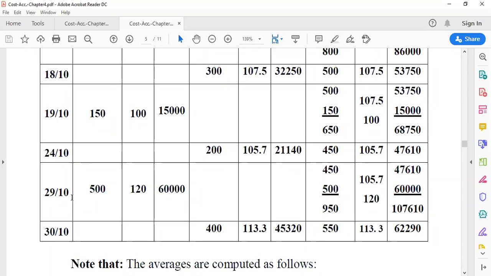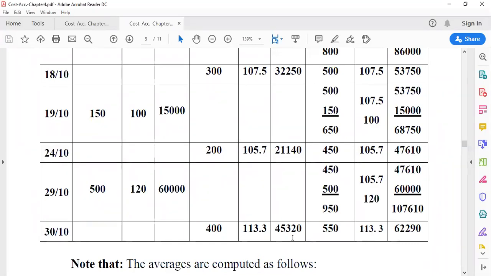Can you solve 29 October? On 29 October we purchased 500 units at 120 LE. Okay, 450 plus 500 makes 950 units, and 500 times 120. I'm talking about the balances. Yes, balances. We will get the total value, 107,610, over 950 to get the new average price, which is 113.3. Am I right? Yeah.